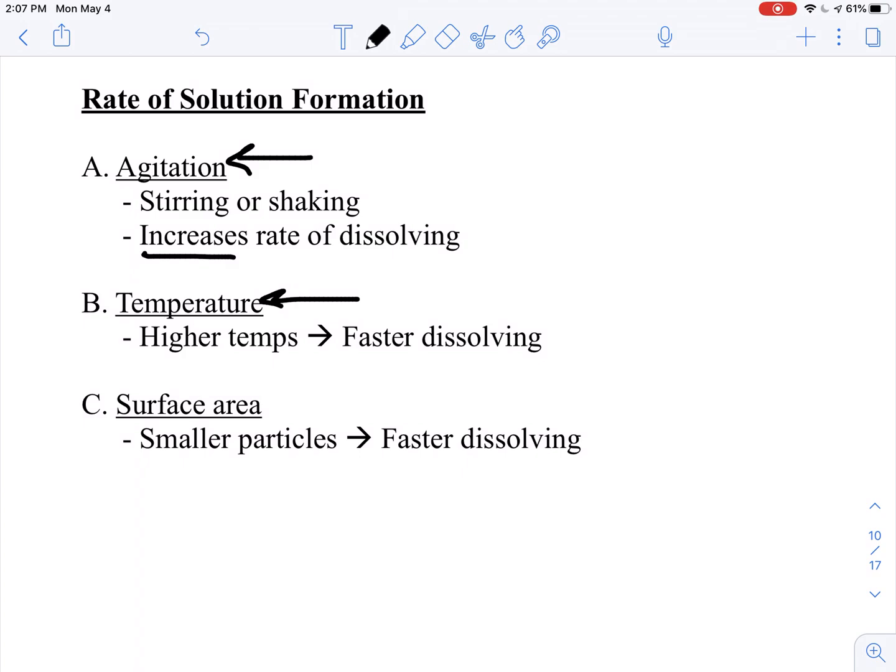And then the last way is surface area. If I gave you a cube of sugar, I don't know if you guys have ever seen cubes of sugar, but they make them in little cubes, that would dissolve a lot slower than if I gave you regular sugar, like the little grains of sugar. The little grains of sugar have a ton of surface area. So the smaller the particles, the more surface area there is, and so they will dissolve faster. Those are 3 ways that we can increase the rate of dissolving or increase the rate of solution formation.